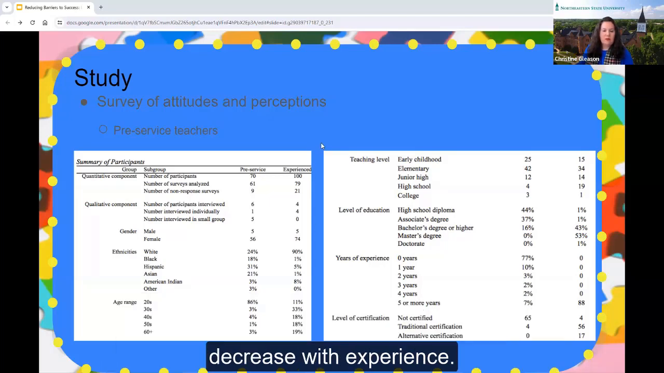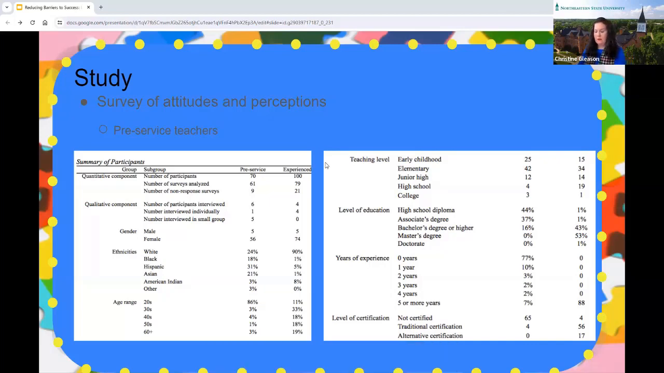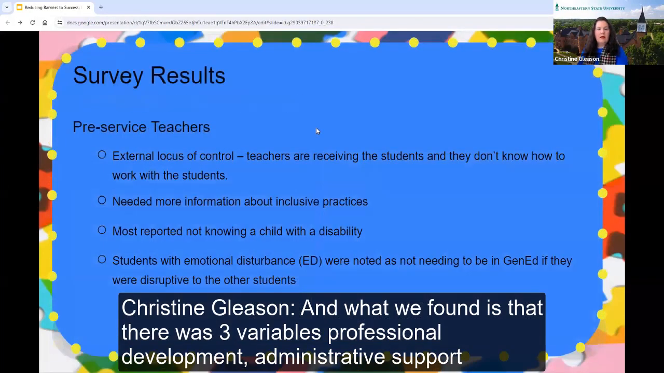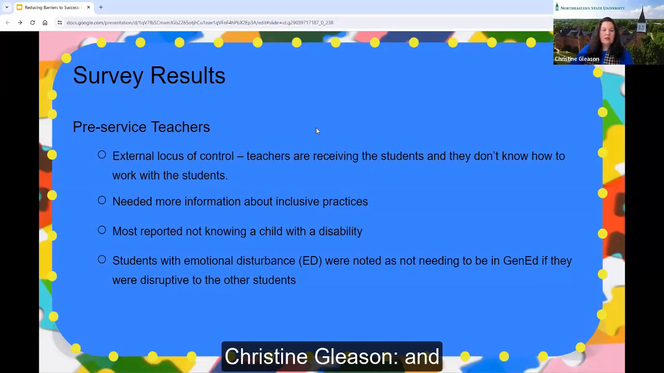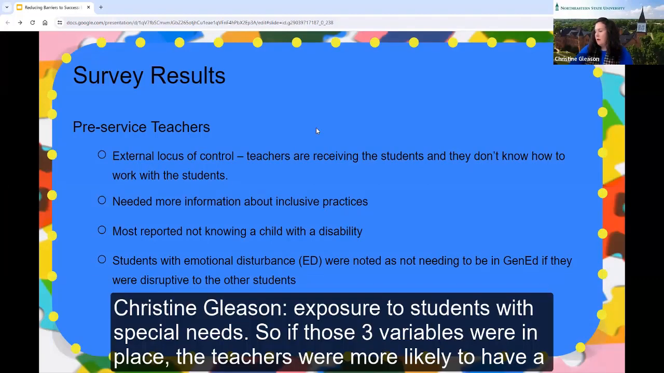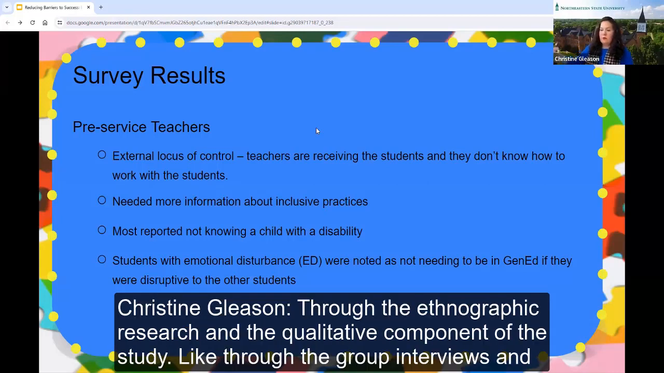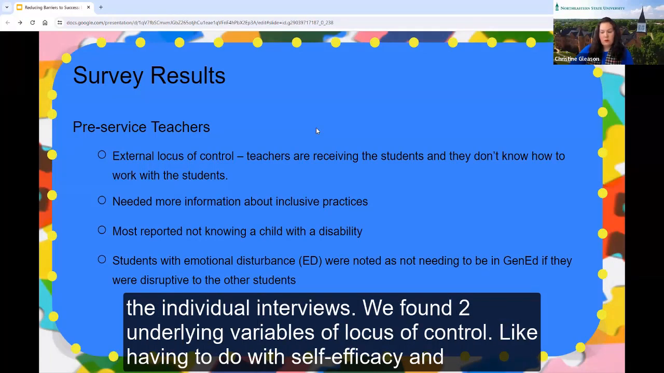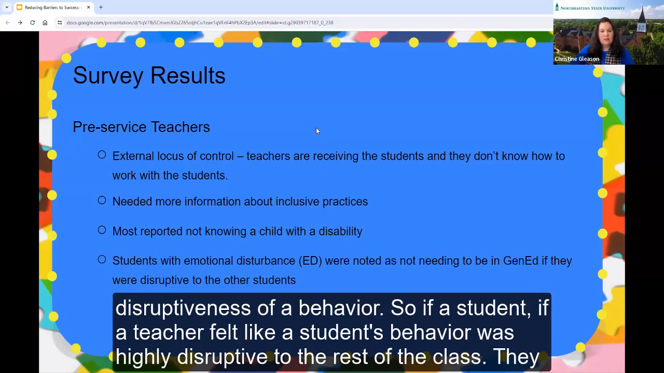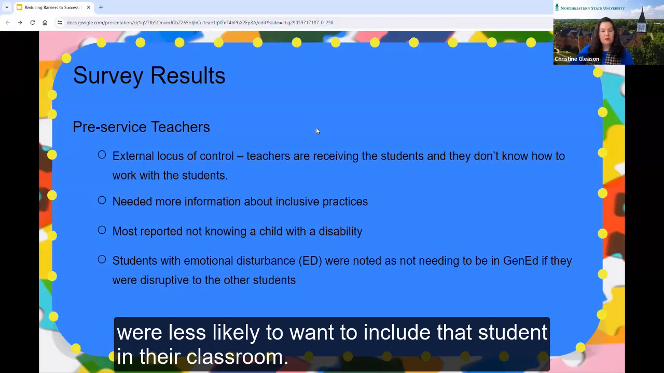So really digging into those barriers of what is causing teachers' attitudes to decrease with experience, we found there were 3 variables: professional development, administrative support, and exposure to students with special needs. If those 3 variables were in place, the teachers were more likely to have a positive attitude toward including children with special needs. Through the ethnographic research and the qualitative component of the study, like the group interviews and the individual interviews, we found 2 underlying variables: locus of control, having to do with self-efficacy, and disruptiveness of a behavior. If a teacher felt like a student's behavior was highly disruptive to the rest of the class, they were less likely to want to include that student in their classroom.